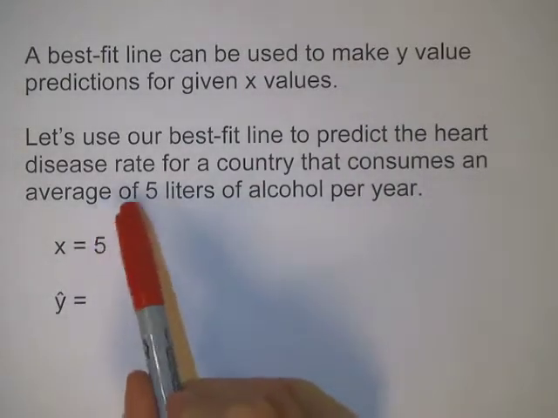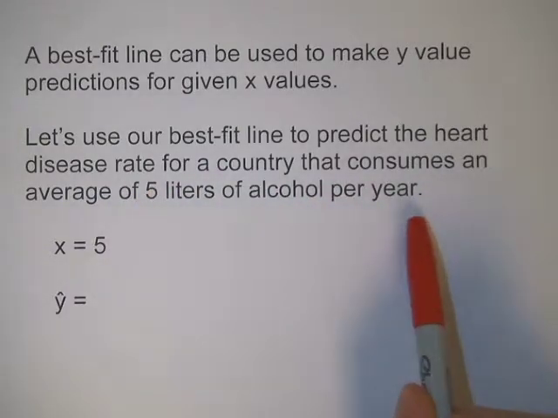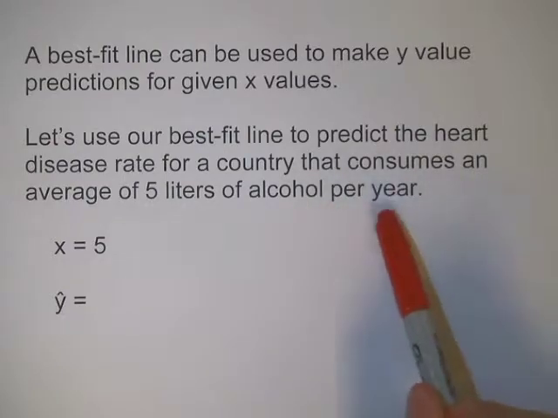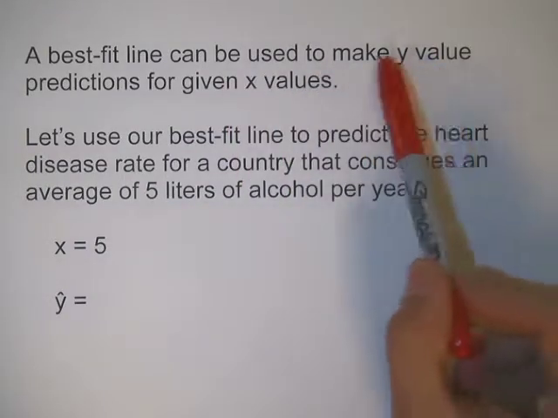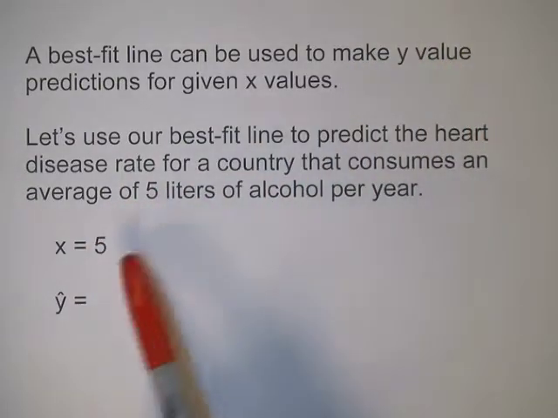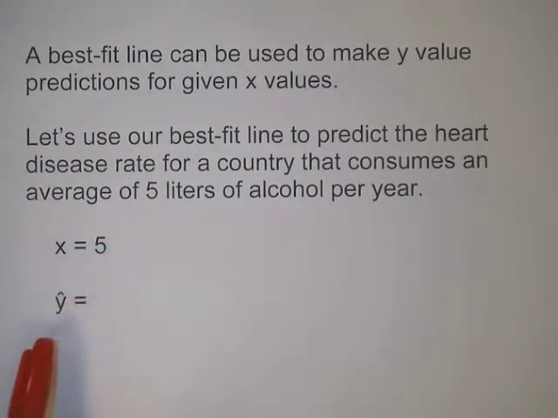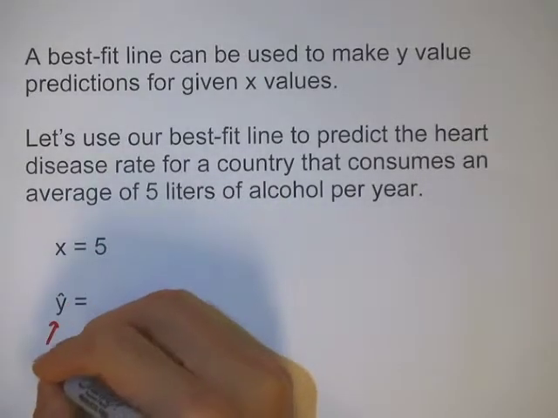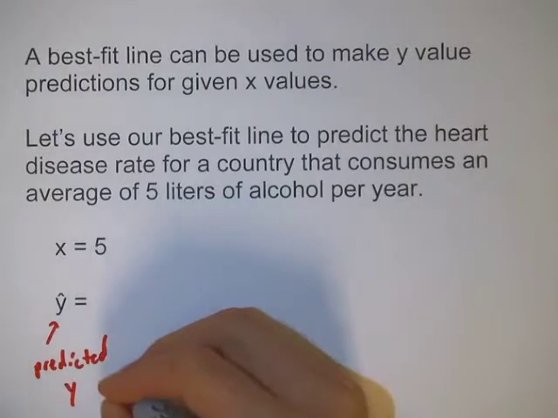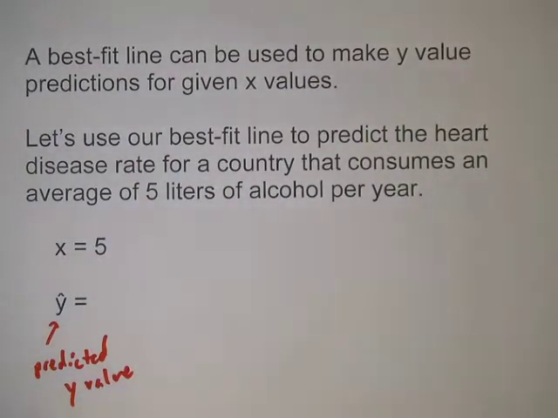In this case, if I know the amount of alcohol consumption for a specific country in terms of the average person, I can then make a prediction for the y value. So the alcohol consumption is my given x. The y that I want to find would be the heart disease rate. Essentially, I'm saying x is equal to 5, and I want to know what y hat is. Y hat represents a predicted y value. It's different than a regular y value, because a regular y value would be an observed y value. So y hat is always predicted.